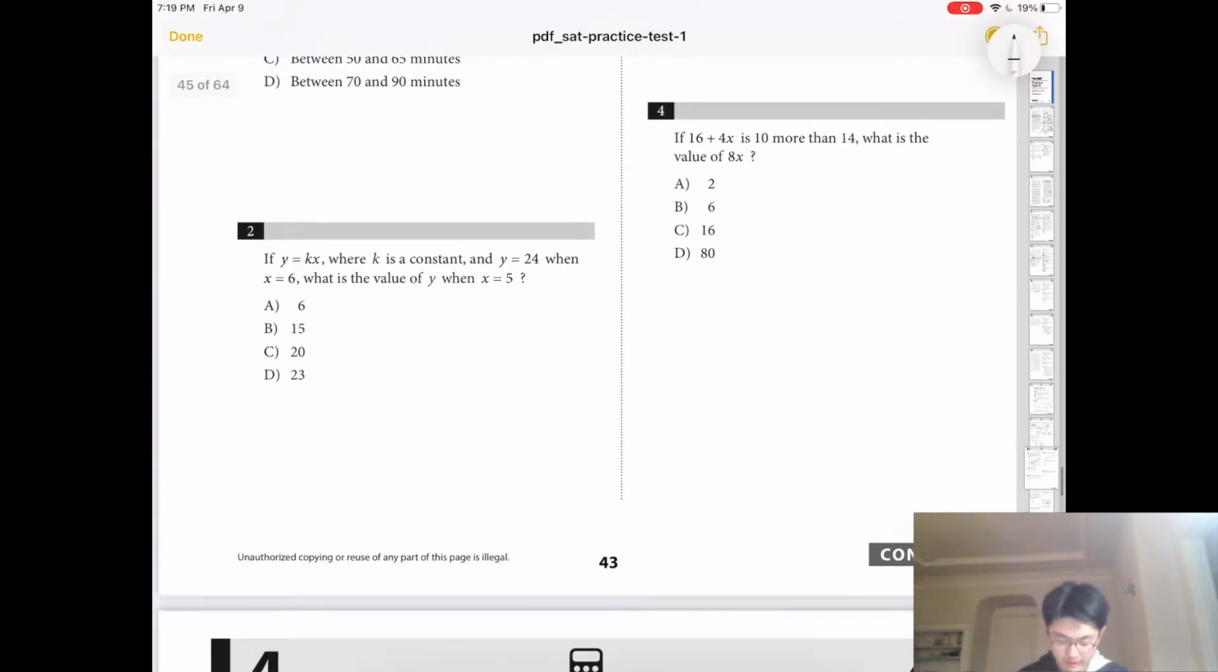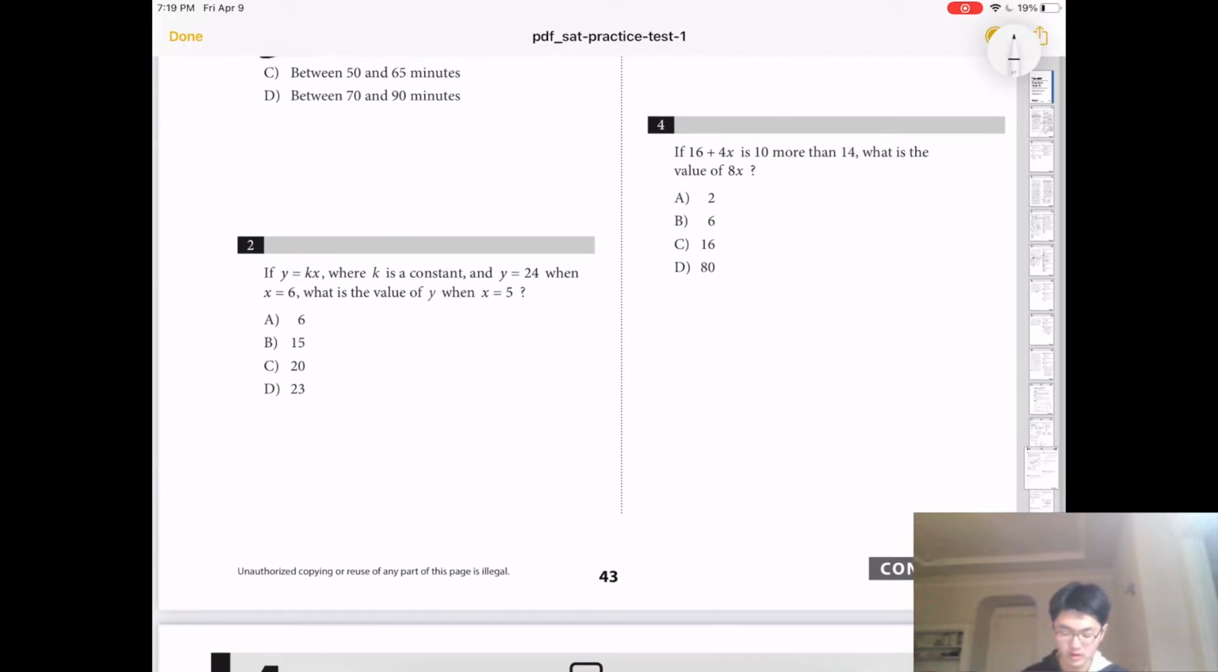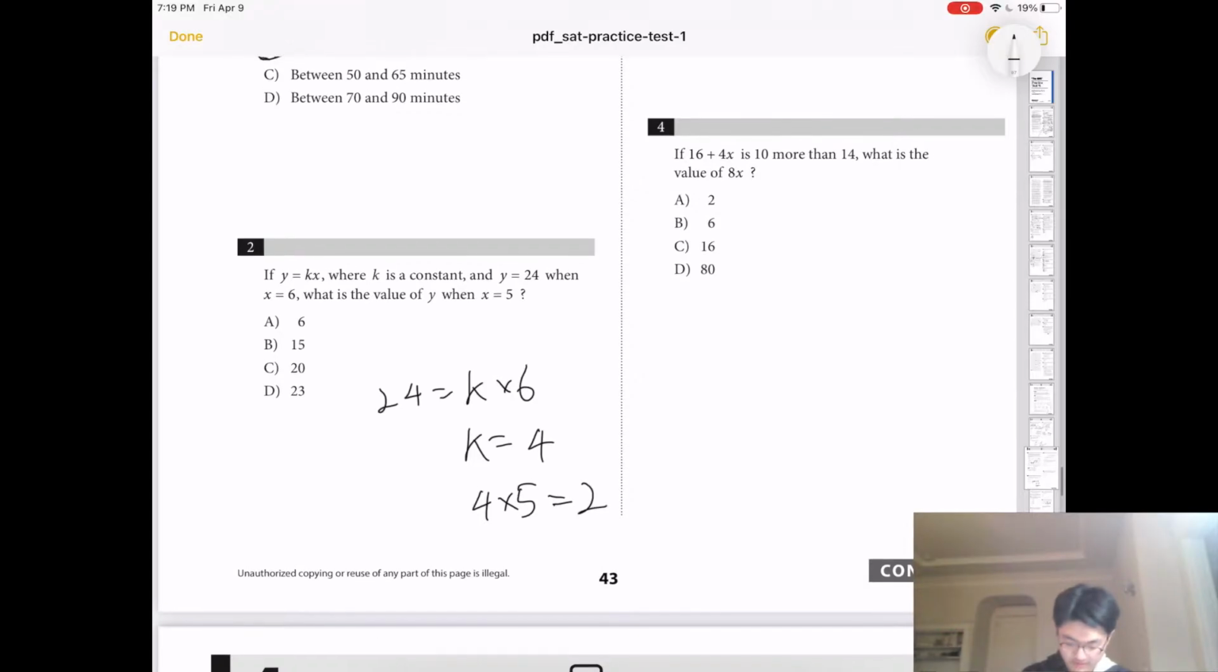And number 2, if y equals kx where k is a constant and y equals 24 when x equals 6, what is the value of y when x equals 5? So 24 equals k times 6. So we know that k is 4. So 4 times 5 is 20. That's why the answer is C.